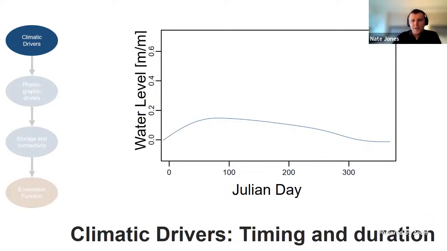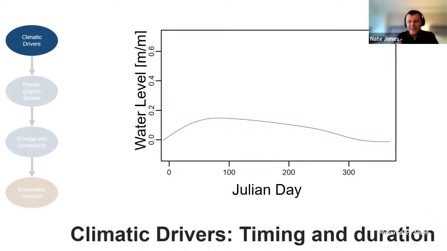On the y-axis of these plots is water level, a normalized water level, and the x-axis is Julian day. The important point here is that I'm showing you the average hydrograph across 1,000 years, so we're compressing a lot of variation into a single line. This line is an example of one you might see, representing one wetland, and we're simulating anywhere from 500 to 1,500 wetlands.